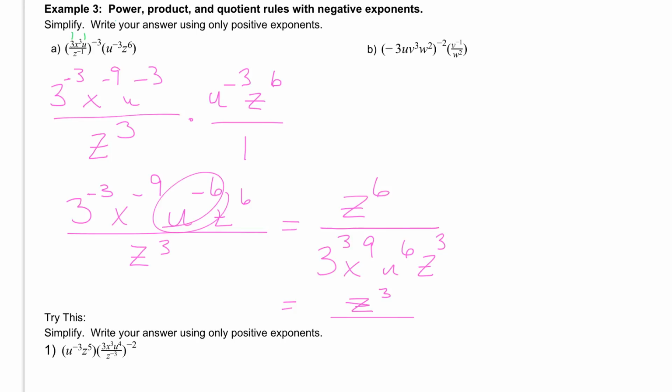Looking in my denominator, I have this 3 to the third, which is 27. I still have my x to the 9th, and I still have my u to the 6th. And that's our final answer.